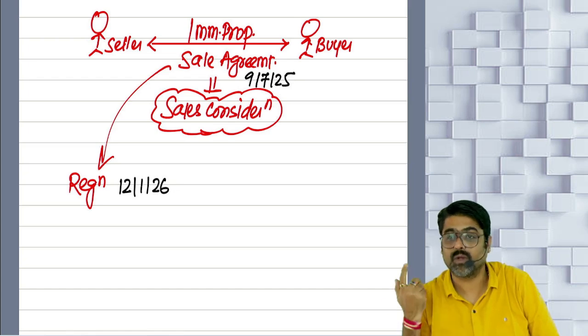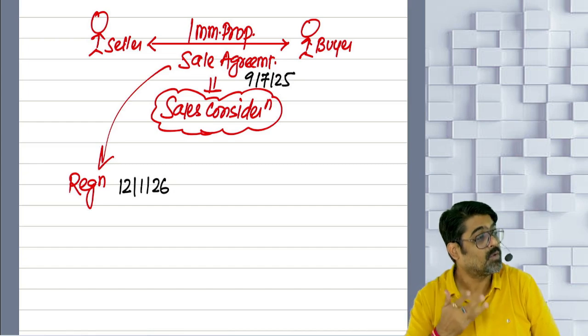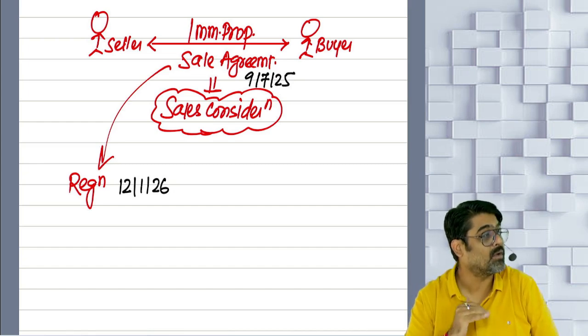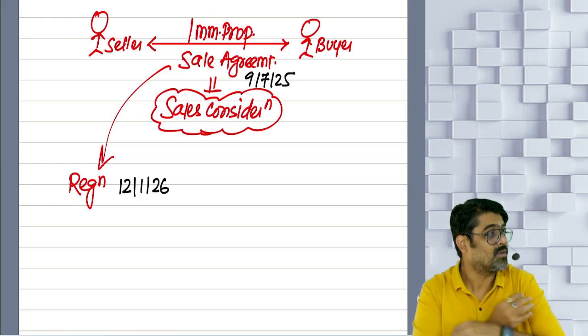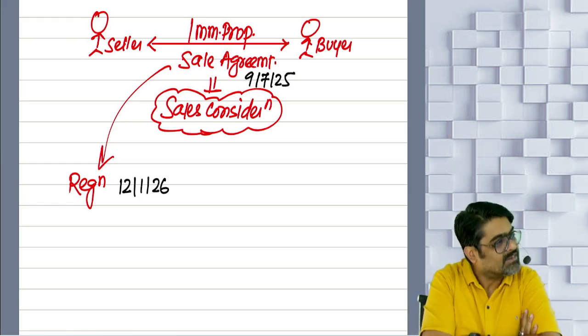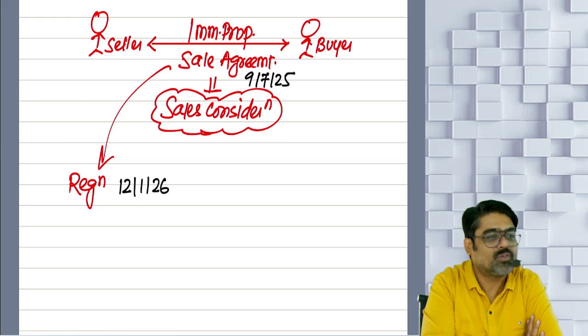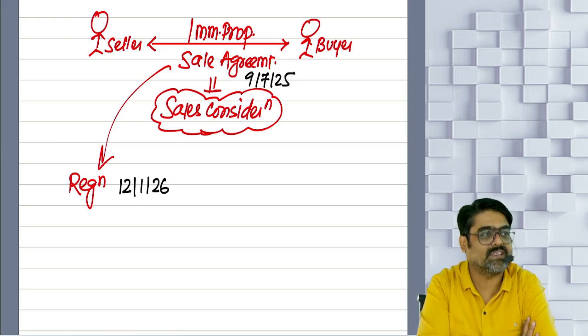Because if we show the full 100 crores in the sale agreement, what will happen? We will have to pay tax. We will have to pay stamp duty on the entire 100 crores. Let's save that stamp duty, no. There is no requirement to give so much amount to the registrar.